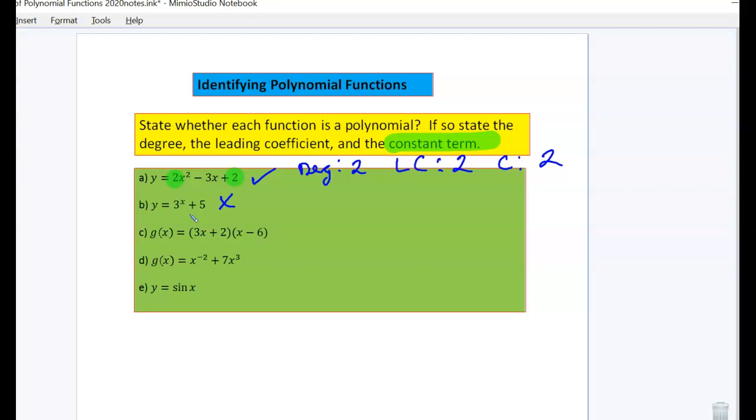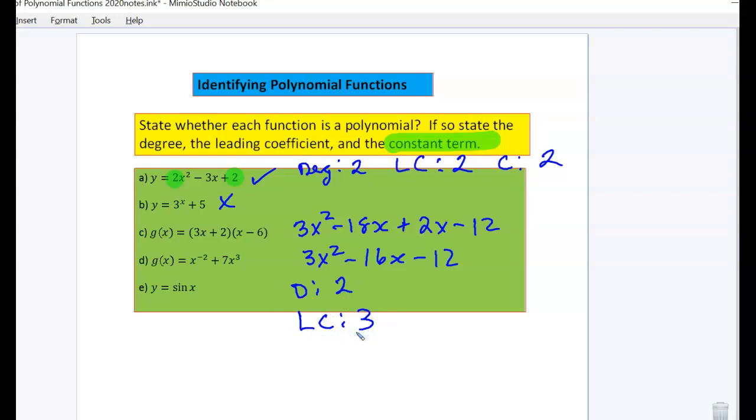For question G, I would have to FOIL this out. So if I FOIL it out, I get 3x squared minus 18x plus 2x minus 12. And if you collect like terms, you'd get 3x squared minus 16x minus 12. So the degree, and this is a polynomial, is again degree 2. The leading coefficient would be 3, and the constant in this case would be negative 12. So that one is a polynomial. These ones are not polynomials. We've had 2 polynomials and 3 that weren't.